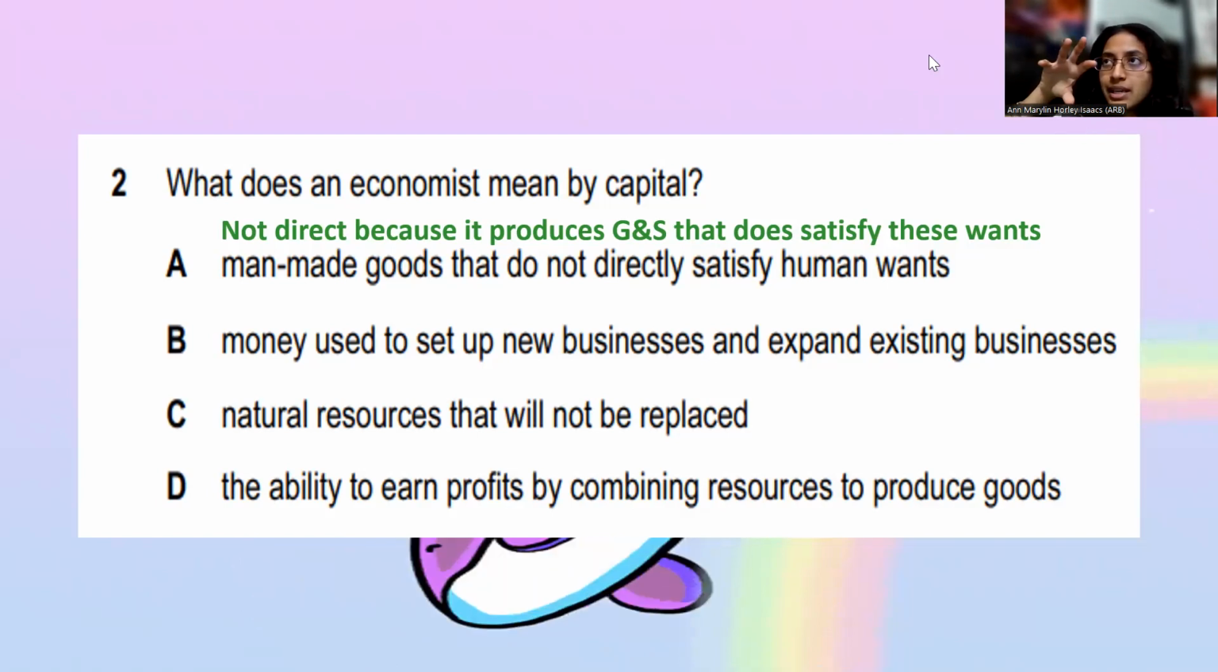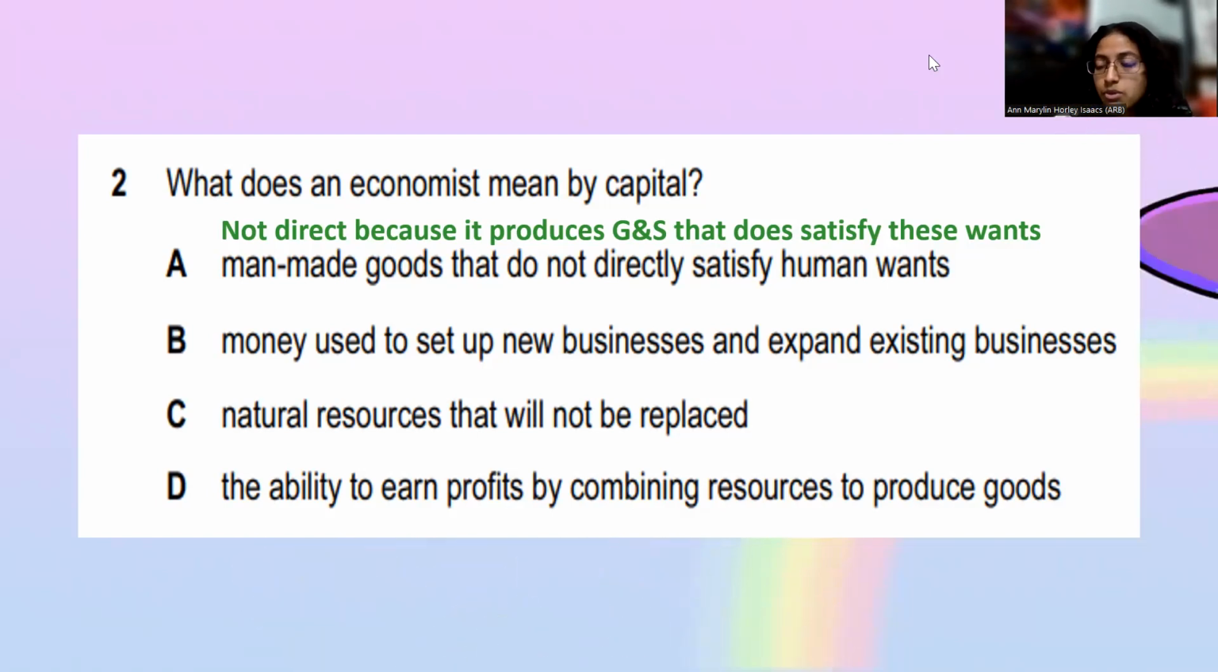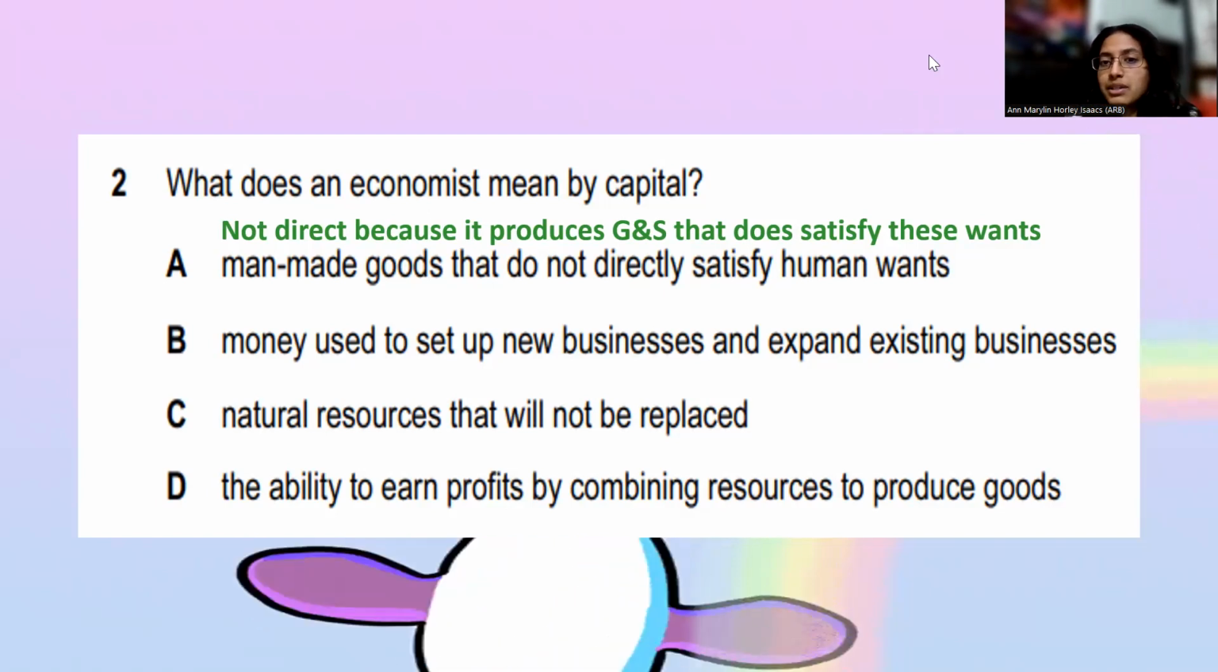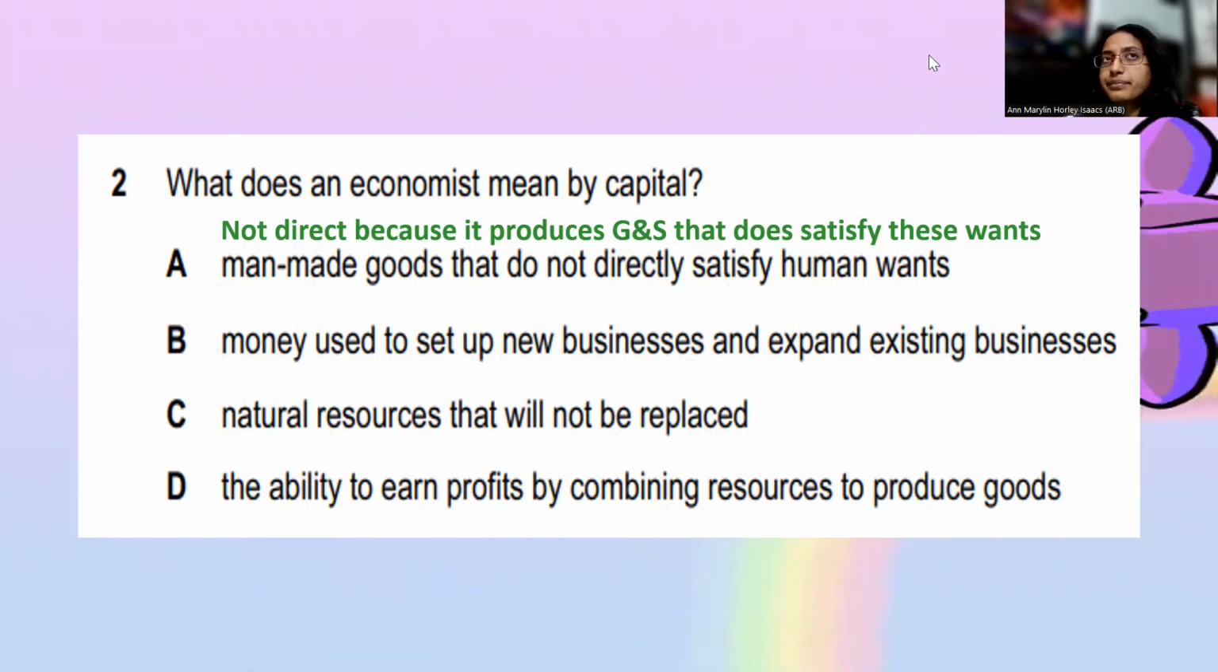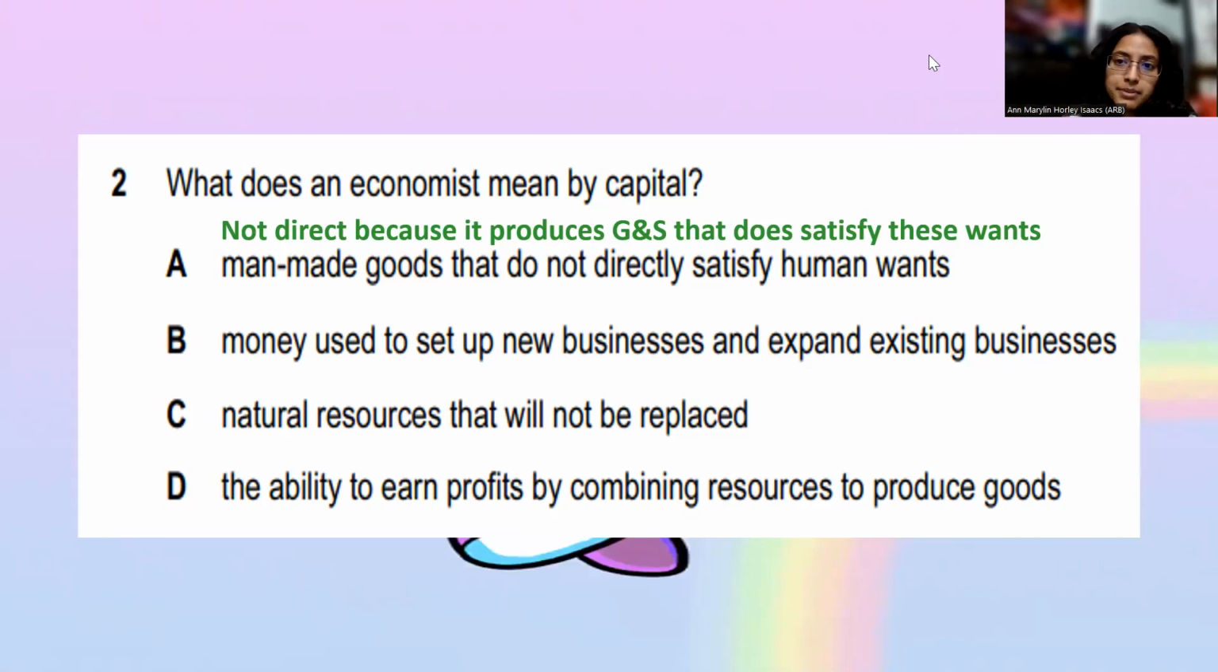So it is an indirect means of helping you. So the capital, your machinery, your equipment that helps you achieve this would be the laptop or the desktop or the handphone, whatever it is. So indirectly, it helps you to achieve your end goal. So man-made goods that do not directly satisfy human wants, you can see that that would be the answer.